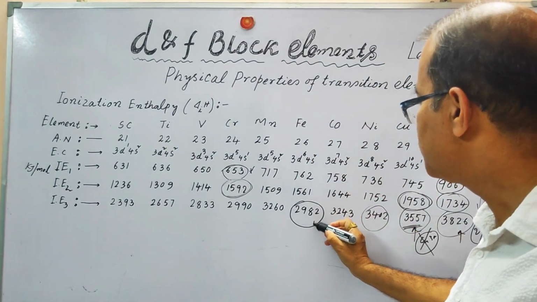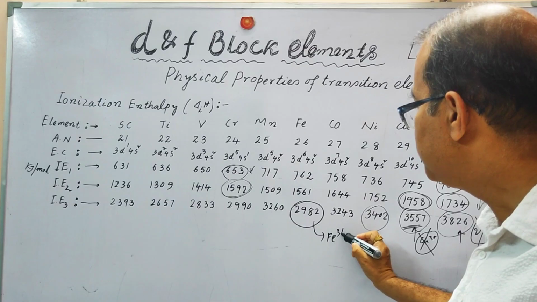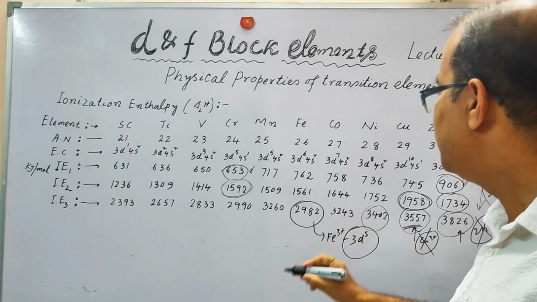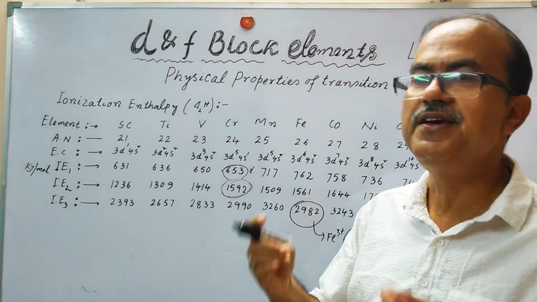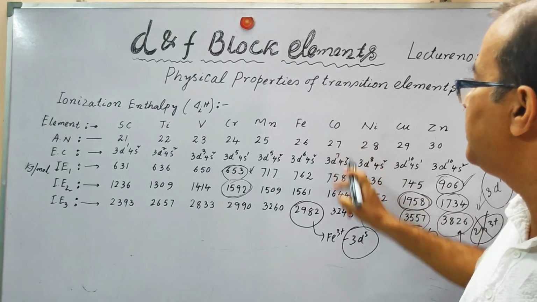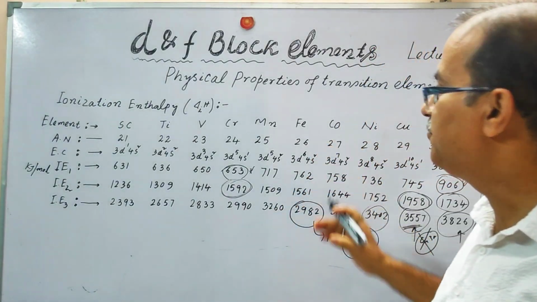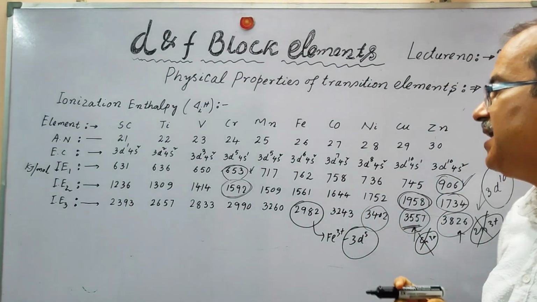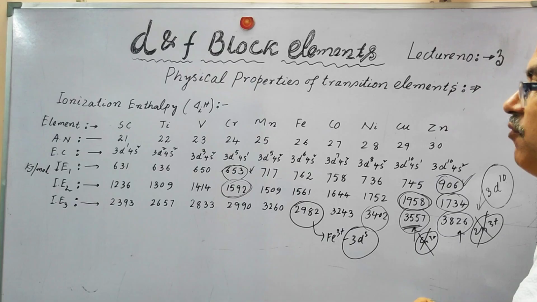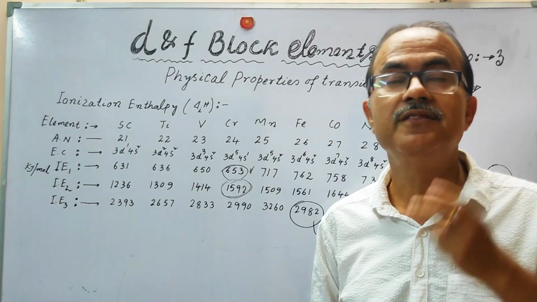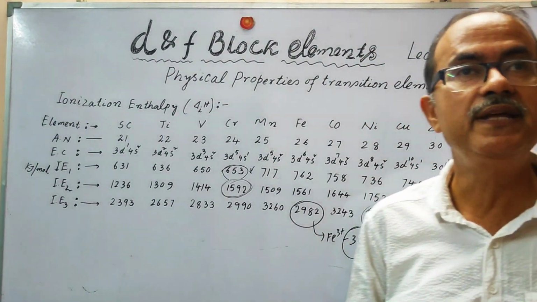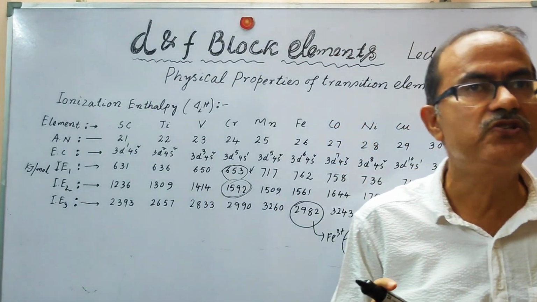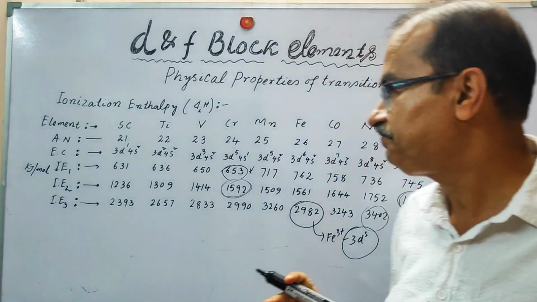Why is it so? Because when it is Fe3+, you can see its configuration is 3d5, and this 3d5 configuration is a very, very stable configuration. So the third ionization enthalpy of the iron is lesser because of achieving the stable arrangement. So we understand this very important fact that the ionization enthalpy of the transition elements is not a regular feature. There is always abnormal behavior, and that is due to the electronic configurations.